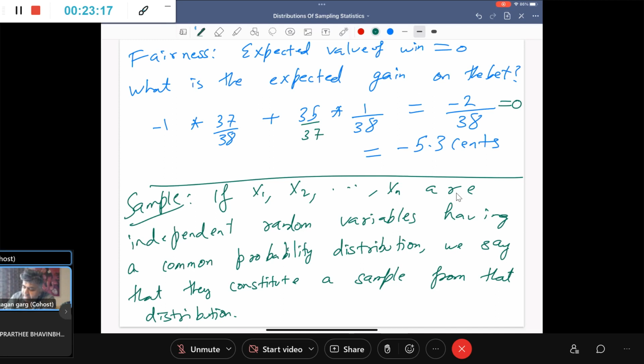So what are the important characteristics? The most important characteristic is that they are independent random variables. So x1, x2, ..., xn are independent random variables, and they have a common probability distribution. So we assume that the probability distribution for all the items in a sample is the same, and that all these random variables are independent of each other. So if that is the case, then we say that they constitute a sample from that particular distribution.